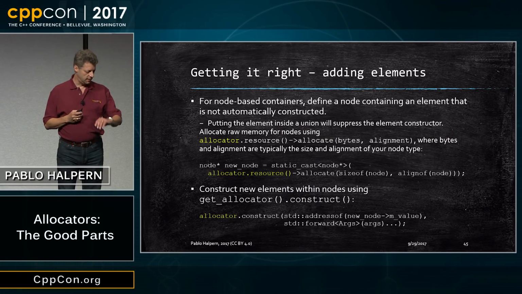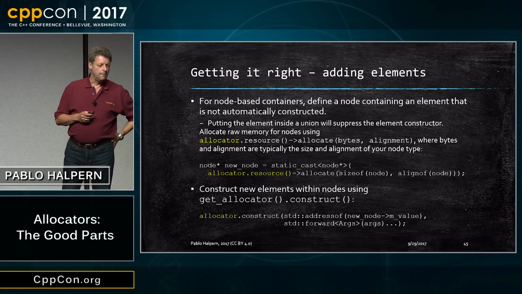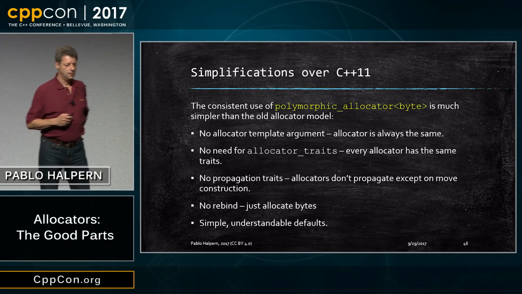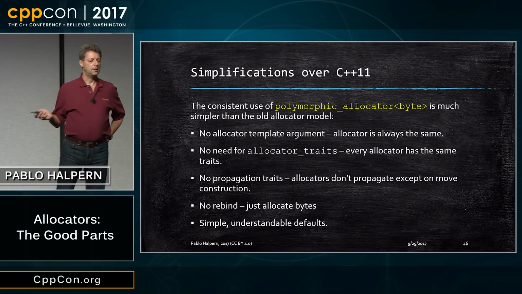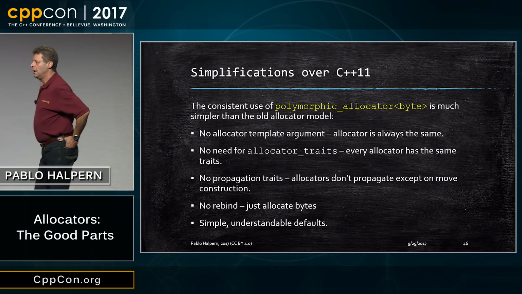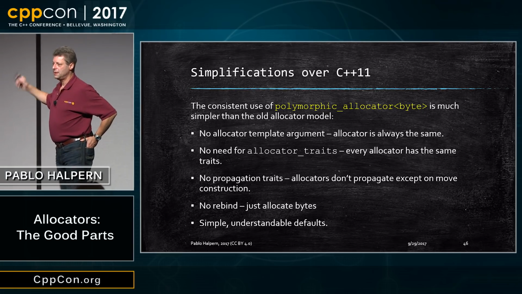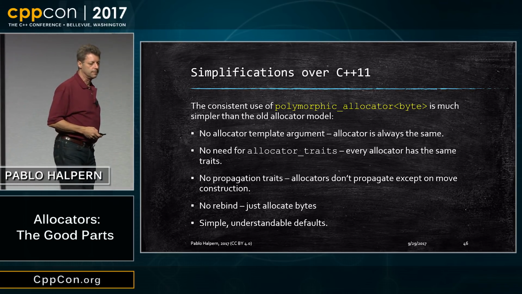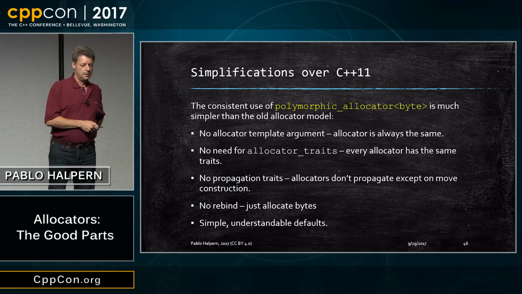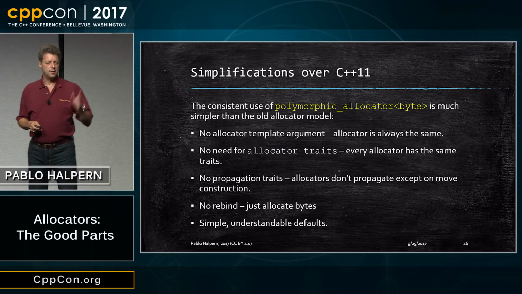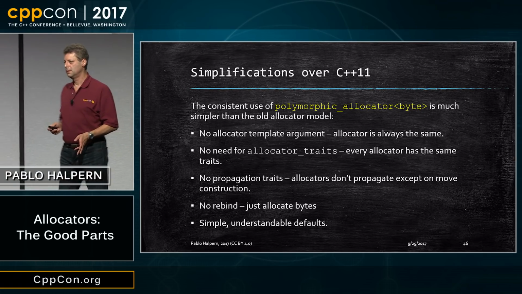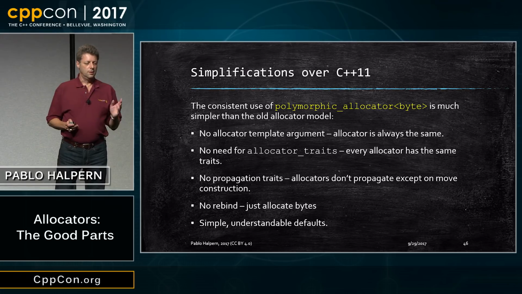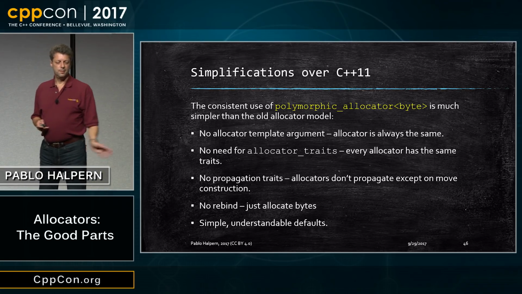I'm going to finish quickly so I have time for at least a couple of questions before I run out of time. Adding elements. You allocate the bytes, then you construct the element in the bytes. Consistent use of polymorphic allocator. What have we gained? Well, believe me, I would not have been able to spend only the second half of the talk going through how to write a container. In fact, I'd probably need a 2-hour talk if we were doing it without this polymorphic allocator. We don't have these template arguments. The allocator is hard-coded. No need for allocator traits, no need for these propagation traits. We just never propagate the allocator. That really should have been the default. The other propagation traits are really not that useful. No rebind, just allocating bytes. Simple, understandable defaults.